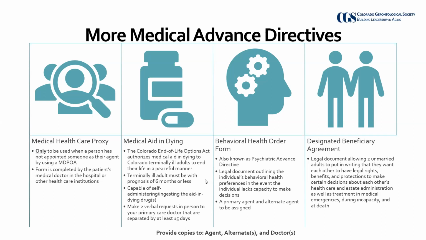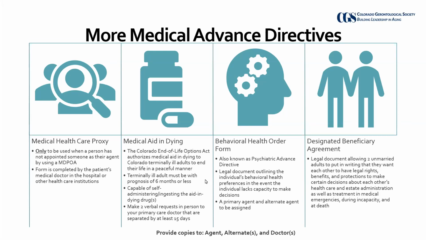So medical aid in dying came out of the Colorado End of Life Options Act that authorizes medical aid in dying to Coloradans that are terminally ill, that they're adults, and that they have a prognosis of 6 months or less of life to live. These individuals must have decisional capacity to make this request. They need to make it verbally in person to their primary care doctor, and they need to be able to administer the medical aid in dying drugs.